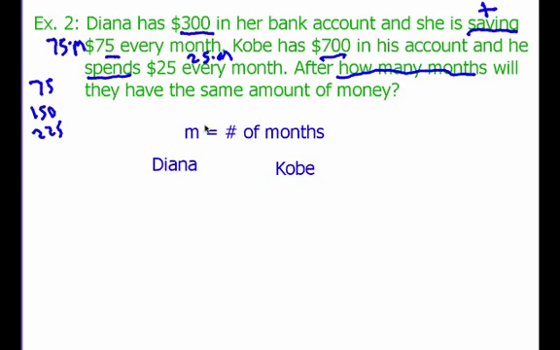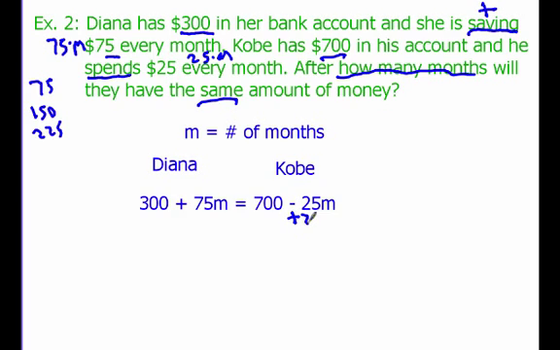So what we get is the following equation. Diana can be represented by 300 plus 75M, because she's adding $75 every month. Kobe is represented by 700 minus 25M, because he's subtracting 25 every month. And it says that we want to know after how many months will they have the same amount of money. Same is what gives us our equal sign. All right, so now we need to solve this equation.